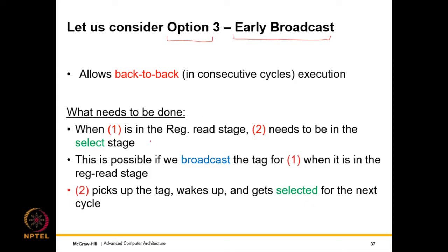So what needs to be done? When instruction 1 is in the register read stage, 2 needs to be in the select stage. This is possible if you broadcast the tag for 1 when it is in the register read stage. 2 will simply pick up the tag. It is going to wake up and get selected for the next cycle. That is all that it's going to do, which is anyway what we want.